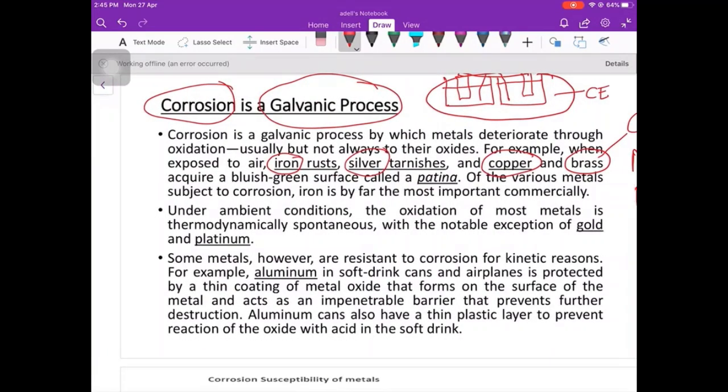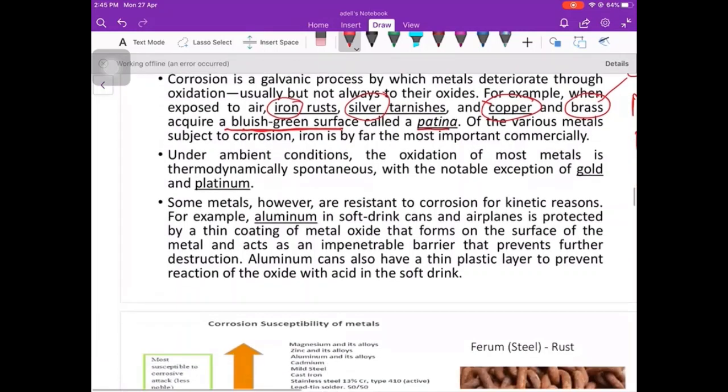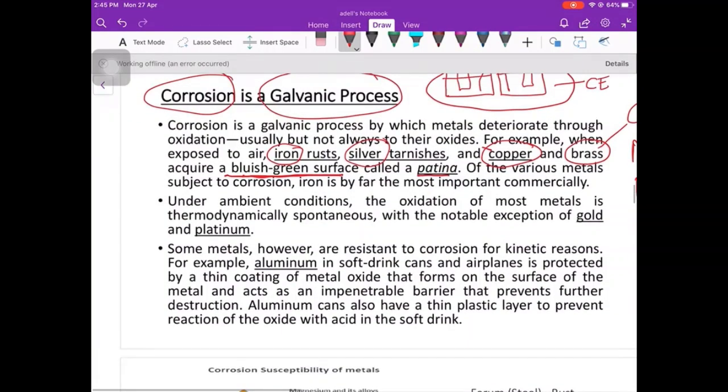For brass, it will acquire a bluish green surface. Originally it is a dark brown color, and it will turn to a bluish green surface. That product we call copper patina. We will look at all these examples later. Under ambient conditions, the oxidation of most metals is thermodynamically spontaneous, except gold, Au, and platinum, Pt.